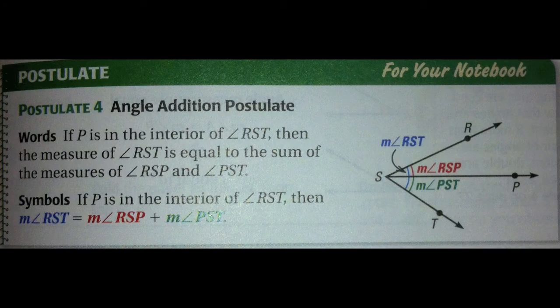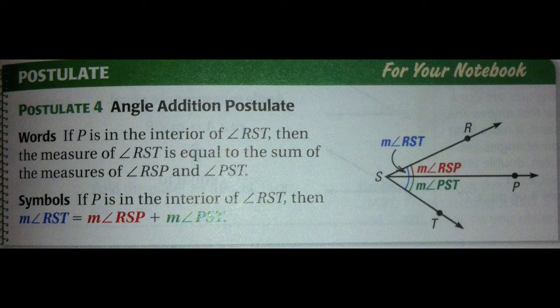Our next postulate, postulate number 4, our second one in this series, is the angle addition postulate, very similar to the segment addition postulate. Basically, if you look at this picture here, angle RSP plus angle PST equals angle RST. So you take two angles that are maybe bisected by a bisecting ray, you add them together, and you can get that whole large angle.